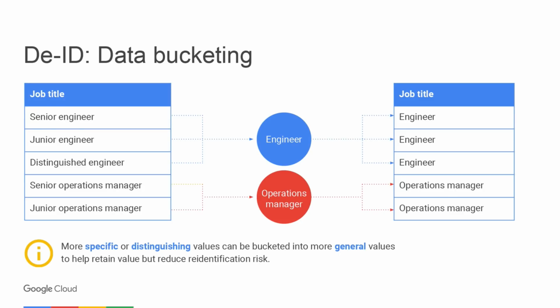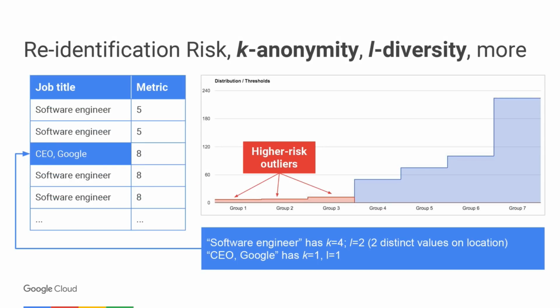This technique can be very valuable if you have something that's very specific and you want to take it to something a little less specific, but still preserve value. Again, on the right side table, we still know that they're an engineer versus an operations manager. We've just lost a little bit of the data and made that trade-off to reduce the risk a little bit and preserve a little bit more of the privacy of the data. And this brings me to my last example.